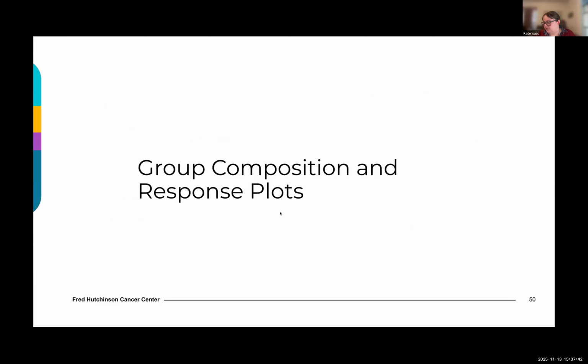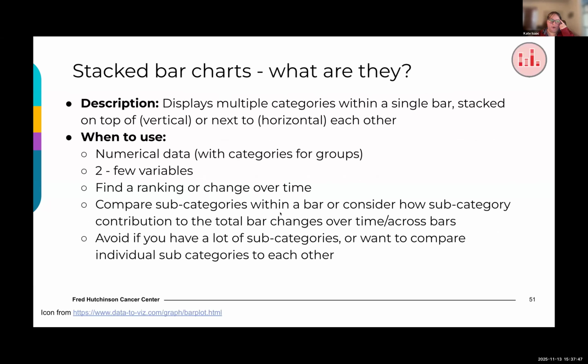So the next set of plots that we're going to look at are group composition and response plots. The first of these is a stacked bar chart, which is going to display multiple categories within a single bar, either stacked on top of if it's a vertical stacked bar chart, or stacked next to if it's a horizontal stacked bar chart. And you're going to use these with numerical data for the height of the bars and categorical data for the groups. You have at least two variables, but probably more. And you're going to find a ranking or a change over time.